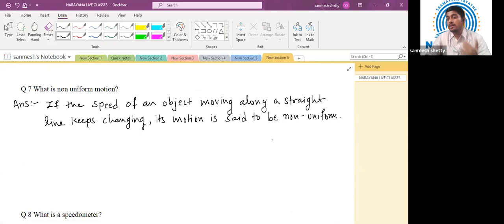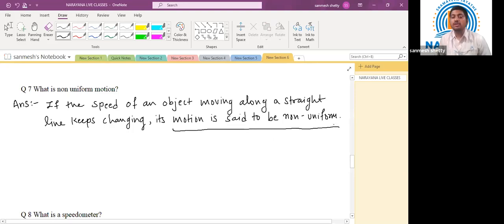Just now we spoke about uniform motion. In that, the object which is moving along a straight line with a constant speed throughout is said to be in uniform motion. But in case of non-uniform motion, if an object moving along a straight line changes its speed throughout its journey, that means its speed is not constant, it is continuously changing, then we can say that the motion of the object is non-uniform. The motion of the object is non-uniform when the speed keeps on changing.